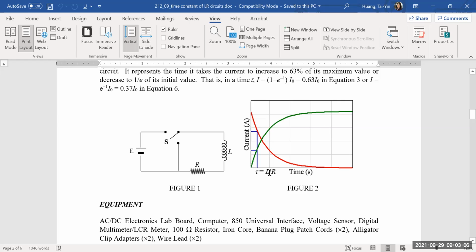So the unit for inductance is the Henry, but most likely when you measure the inductance in the lab, it will be in milli-Henry. So you have to convert that to Henry before you do the calculations.